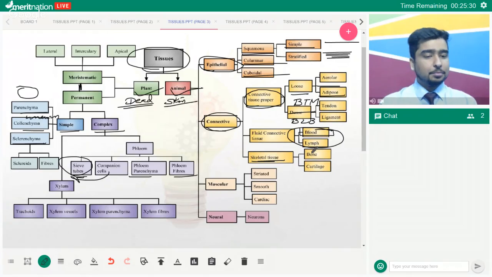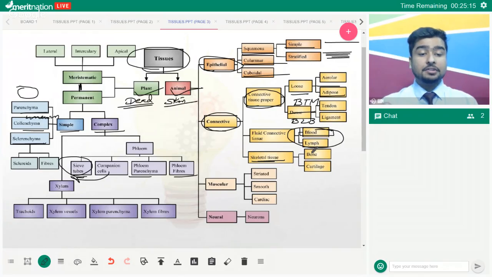Oh, great, thank you. Plasma is a fluid part of the blood, right? The water content, the proteins dissolved in it, the glucose, the waste material, everything is plasma. Except the cells, everything is plasma.